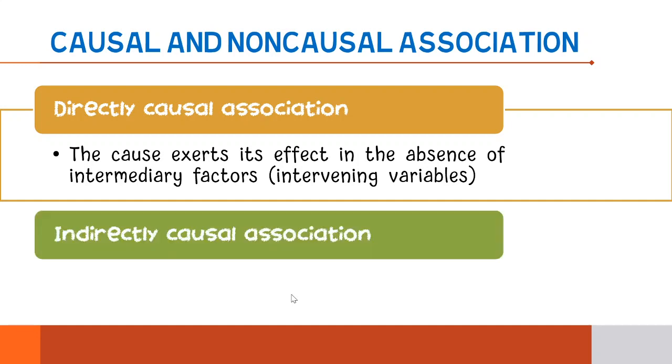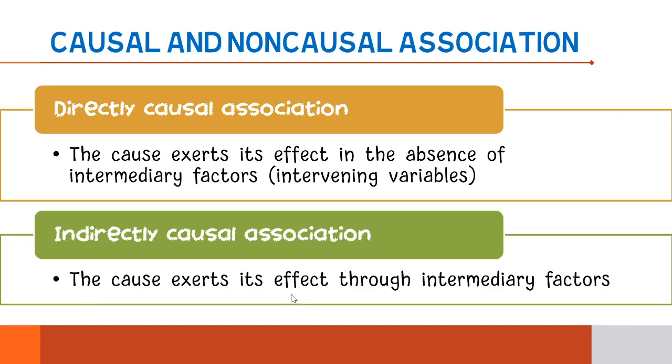Next is indirectly causal association. Now, indirectly causal association means that the cause exerts its effect through intermediary factors. Now, this time around, naga-link na kung ano, kanang certain exposure or certain factor, nakakacause ani na outcome. Now, an indirect causal relationship is said to exist if one condition has an effect upon an intermediary factor and in turn increases the likelihood of developing the second condition.